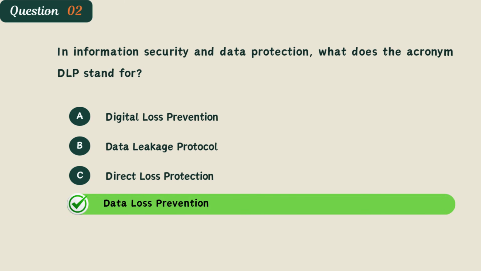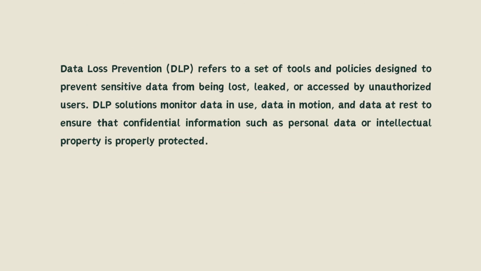Correct answer. D. Data Loss Prevention. Data Loss Prevention, DLP, refers to a set of tools and policies designed to prevent sensitive data from being lost, leaked, or accessed by unauthorized users. DLP solutions monitor data in use, data in motion, and data at rest to ensure that confidential information such as personal data or intellectual property is properly protected.